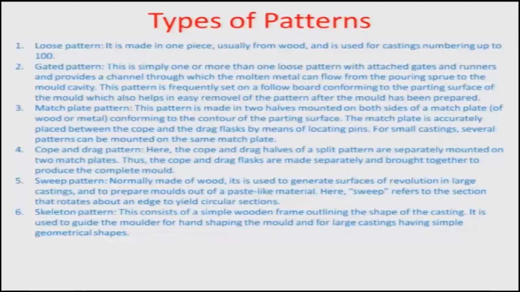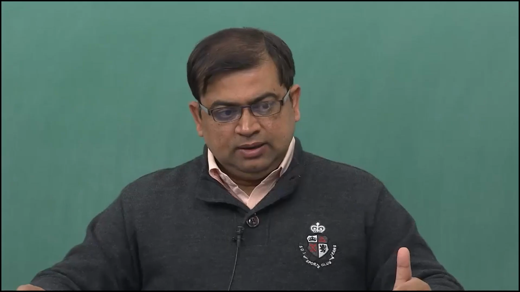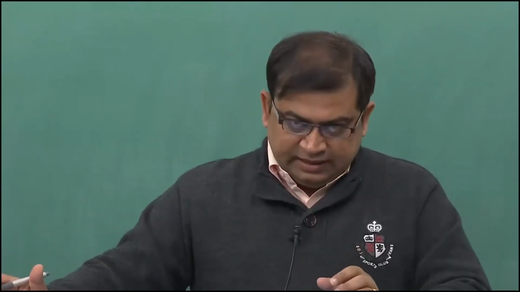So today we will be looking into a slightly different aspect, which is about the different kinds of classifications of the patterns which can be made in casting processes. Principally there are about 6 different types of patterns available. One is called the loose pattern, the gated pattern, the match plate pattern, the cope and drag pattern, sweep pattern, and skeleton pattern. Now these are only the kinds of patterning techniques available for a variety of different shapes that you want to cast, and some of the limitations are posed by the shapes itself, because of which this varied number of patterns exist.